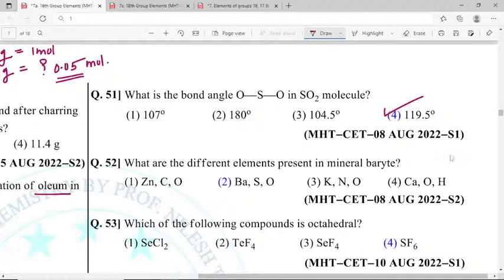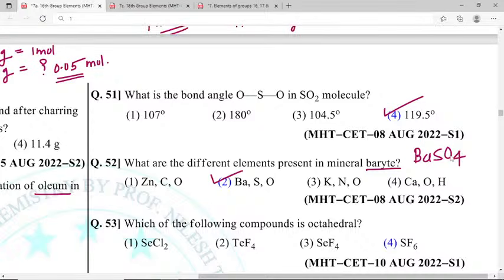What are the different elements present in the mineral barite? Barite has the formula BaSO4.